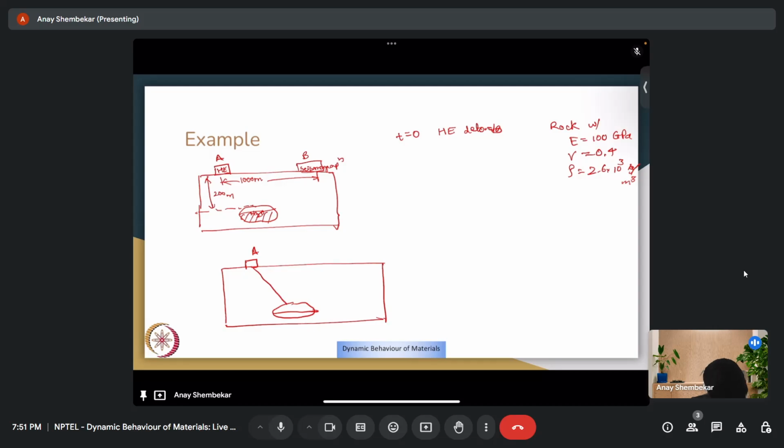Longitudinal wave will reach here first, then it will bounce from here and get to point B. There will be another way for the longitudinal wave to go. So here we'll have a longitudinal wave along this path. You'll also have a longitudinal wave on this path. Similarly, a shear wave will also be seen along this path as well as the surface. And finally, you'll also have a Rayleigh wave propagating along the surface.